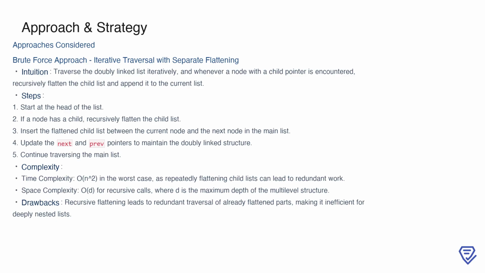However, this approach has significant drawbacks. Although it's straightforward, the recursive nature can lead to redundant work, as already flattened portions might be traversed again. This inefficiency is reflected in its time complexity, which can reach n squared in the worst case for deeply nested structures. Additionally, the space complexity depends on the maximum depth of the recursion, making it O(d). These limitations make this approach less suitable for large or deeply nested lists.